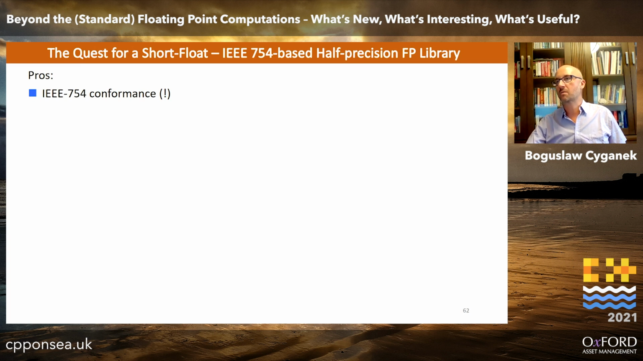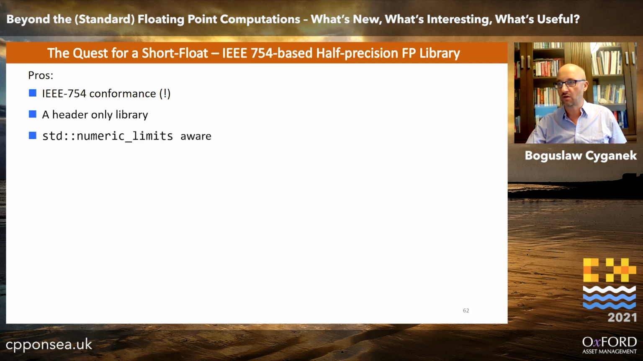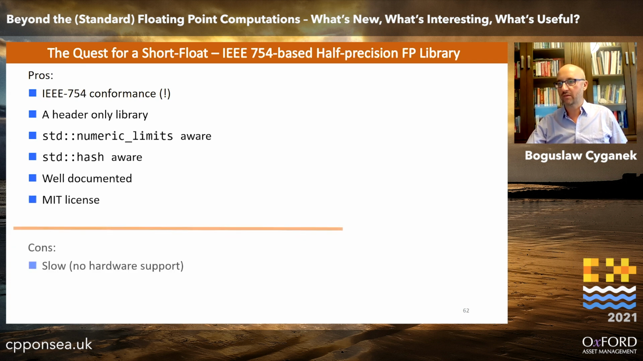Okay, so let's finish with the half library and with this topic. So the pros are standard conformance, that's good. A header-only library, that's also good. Numeric limits aware, hash aware, well documented, MIT license, very good. But there are some cons: slow, no hardware support. So this is the problem when going far away from the standard, but it is also something important when doing mass computations.